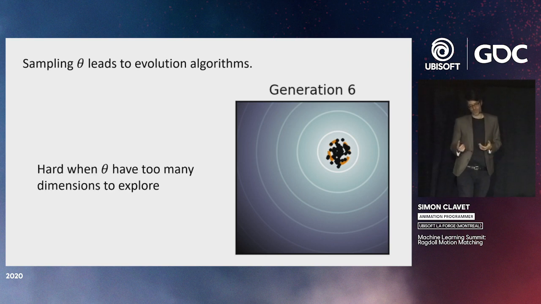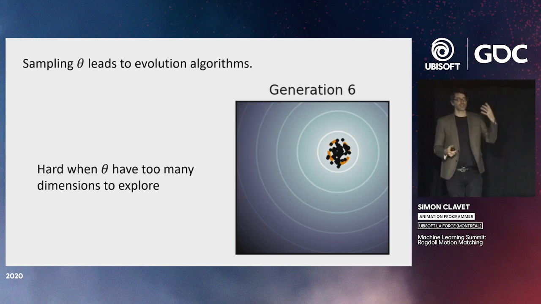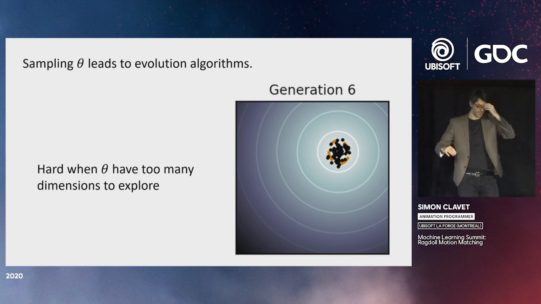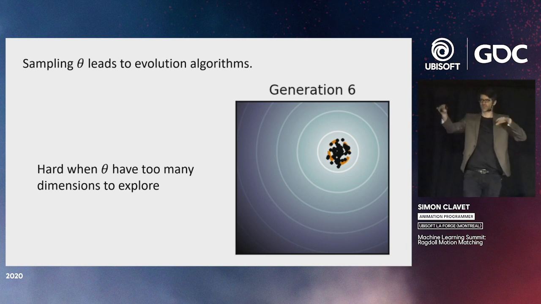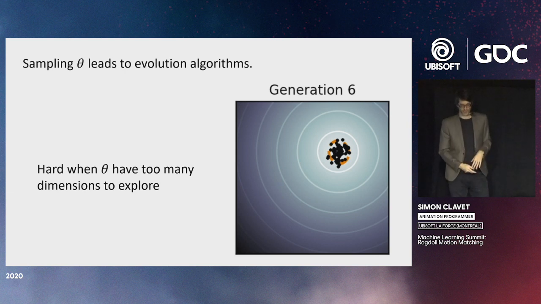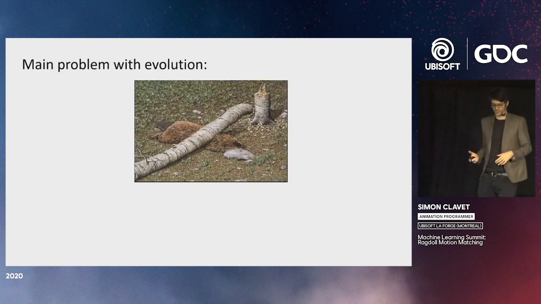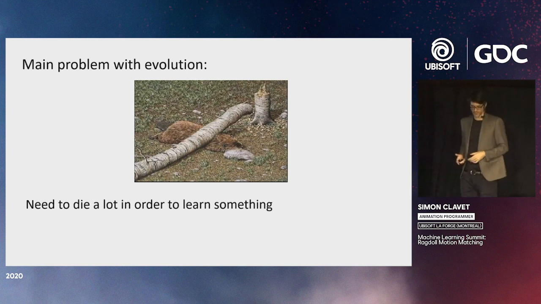So what's hard with this is that when theta has lots of dimensions, it's hard to sample when there are too many dimensions because of the curse of dimensionality. You can't really explore efficiently. It's very difficult. But the actual problem with evolution is not that. The actual problem with evolution is that you need to die a lot in order to learn something. Like it's learning by dying. It's not super efficient. That's why it took like billions of years. Or millions, I don't know.